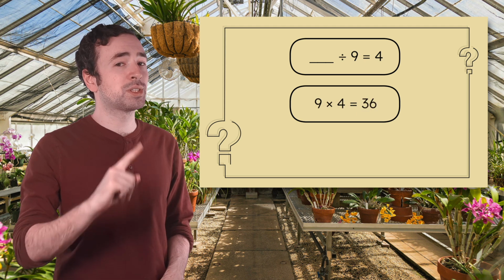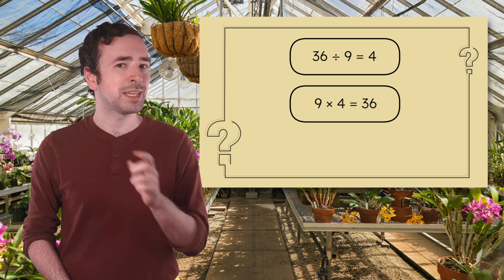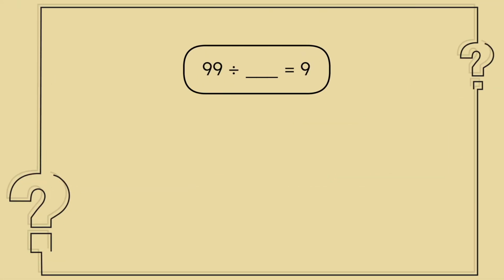Since we don't know our total amount, we can multiply 9 and 4 to figure out that total. 9 times 4 equals 36. That means our missing dividend is 36, and 36 divided by 9 equals 4. Up next, 99 divided by something equals 9. So should we multiply or divide to help us figure out the missing piece here?